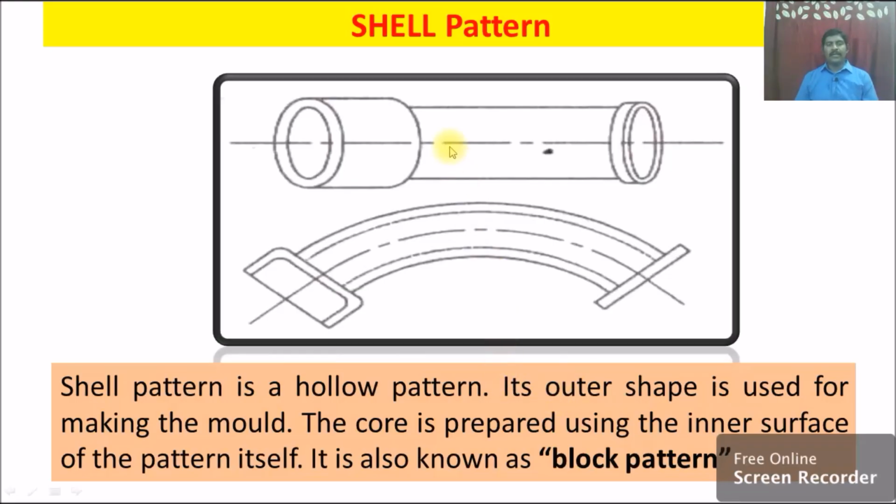Next one is a shell pattern. So from the name itself we can easily identify the pattern type. So it is a hollowed face of a tube. Okay, so the shell pattern is a hollow pattern. Its outer shape is used for making the mold. The core is prepared using the inner surface of the pattern itself. It is also known as a block pattern.